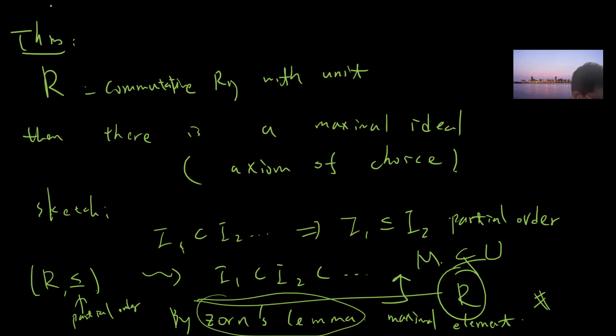Okay, but what I want to say is that let me maybe talk about some examples. Let me just talk about two examples. So let's say R is the integers. So what is the maximal ideal of R?